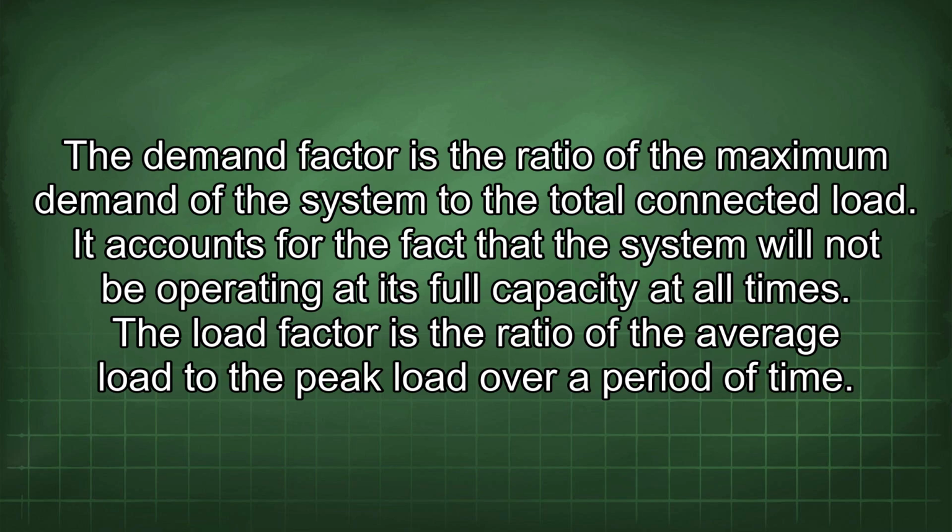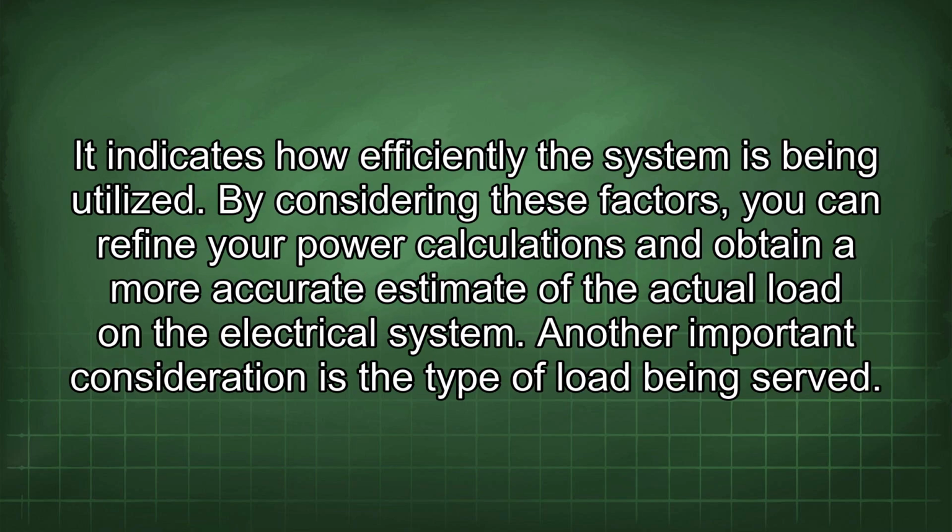The demand factor is the ratio of the maximum demand of the system to the total connected load. It accounts for the fact that the system will not be operating at its full capacity at all times. The load factor is the ratio of the average load to the peak load over a period of time. It indicates how efficiently the system is being utilized. By considering these factors, you can refine your power calculations and obtain a more accurate estimate of the actual load in the electrical system.